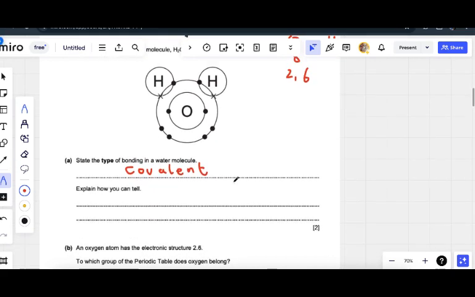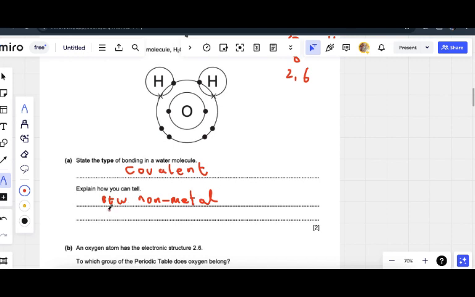In a covalent bond, one way of telling is that it is between non-metals. So we can write, it happens between non-metals. Another way of telling is that they share electrons. The non-metals share electrons, they don't donate. It's not like metal and non-metal. Ionic bonding is between metal and non-metal, where the metals donate electrons and give them to the non-metals.